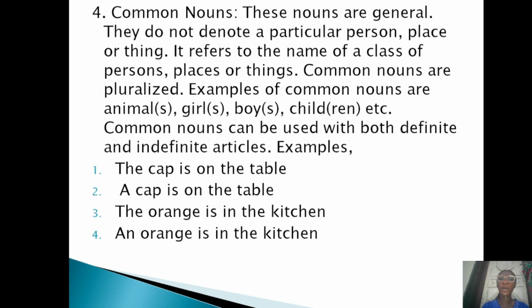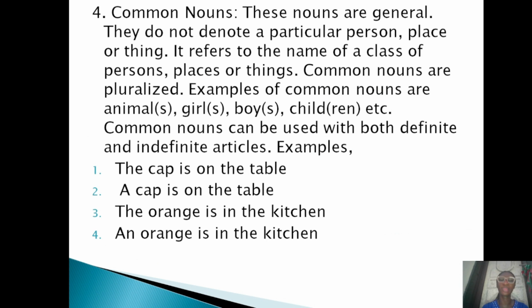We have common nouns as opposed to proper nouns. Common nouns are general. They do not point to a particular person, place, or thing. Common nouns refer to the name of a class of persons, places, or things, and they are often pluralized. Examples of common nouns: we have animal, animals, girl or girls, boy, boys, child, children, man, men, woman, women, and so on.